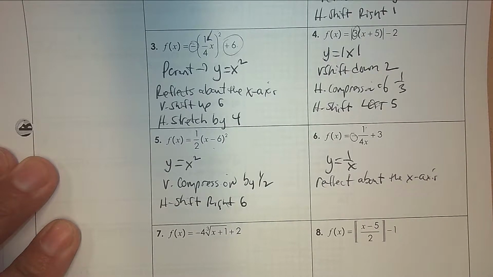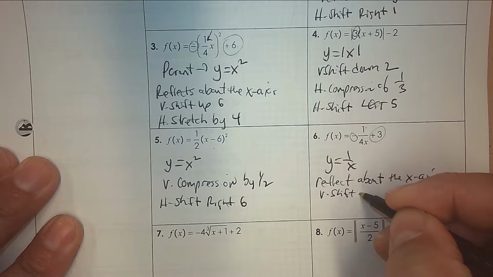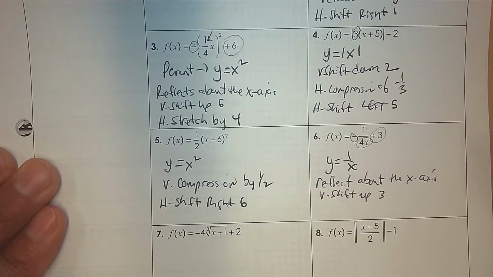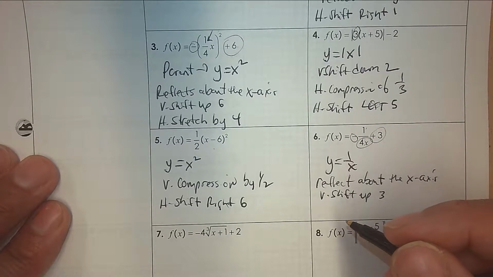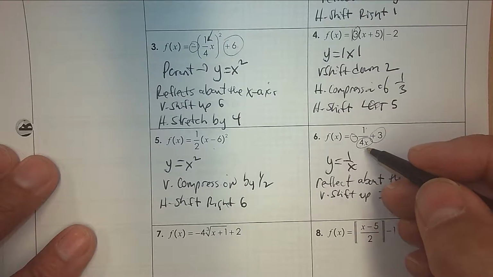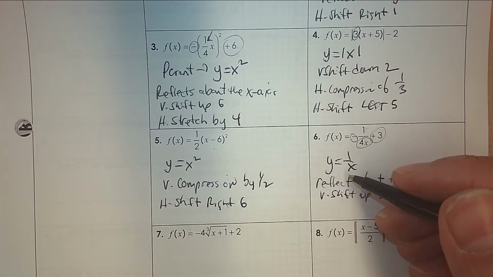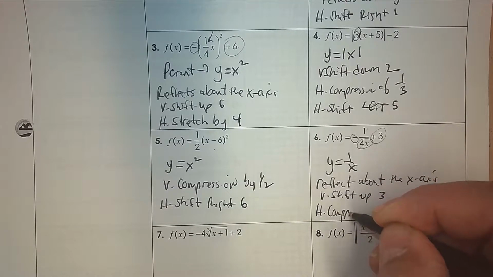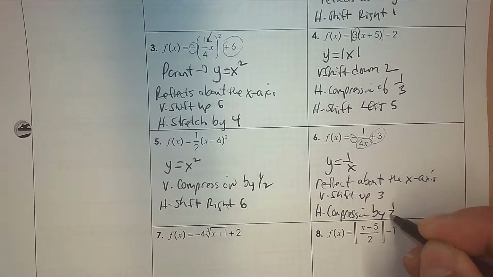What else do I see on the outside? I see adding 3. So that means it's going to go up 3. And then what else do I see on the inside? So inside the fraction, I see a 4. So I now have to do the inverse of what I see. So instead of times 4, it's actually a horizontal compression. And I'm just looking at the 4, so the inverse of that is 1/4.